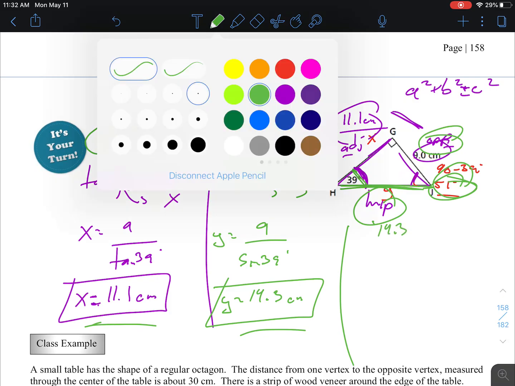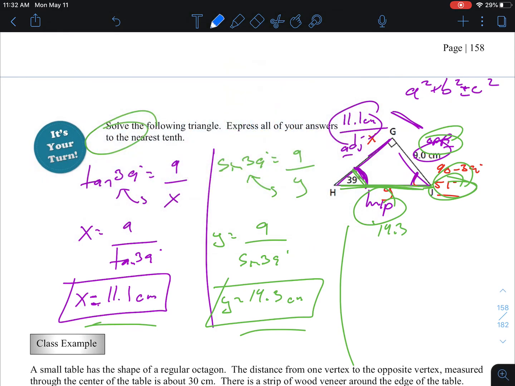Let's pretend that 51 degrees now becomes my reference angle. So this is still my hypotenuse. This side here, though, would be my opposite, yes? So opposite and hypotenuse is sine, right? So let's see if sine of 51 degrees equals 11.1 divided by 14.3. Now keep in mind, these are rounded answers, so it might be slightly off here.